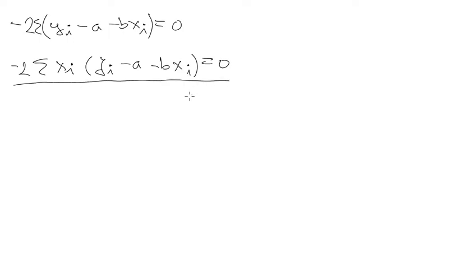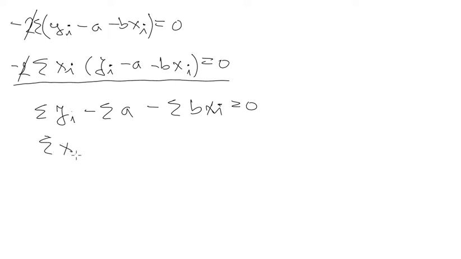To clean this up, we can get rid of these two minus 2's because this is equal to 0, so when you put them on the other side they can go. And what do we have here? Here we have the sum of all the y's minus the sum of all the a's, and minus the sum of all the b x_i's, and that equals 0. And for the second equation we have the sum of all the x_i times y_i minus the sum of all the x_i's times the a minus the sum of all the b times x_i squared equals 0.